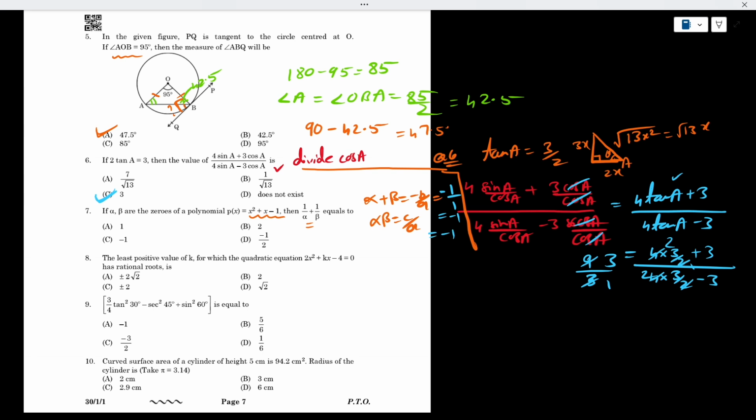Now how to get 1 by alpha plus 1 by beta here? You can take 1 by alpha plus 1 by beta. You can find out the LCM. It will be alpha plus beta by alpha beta.